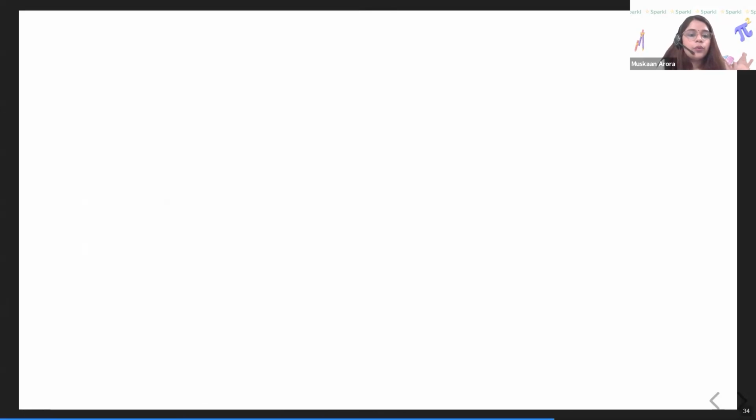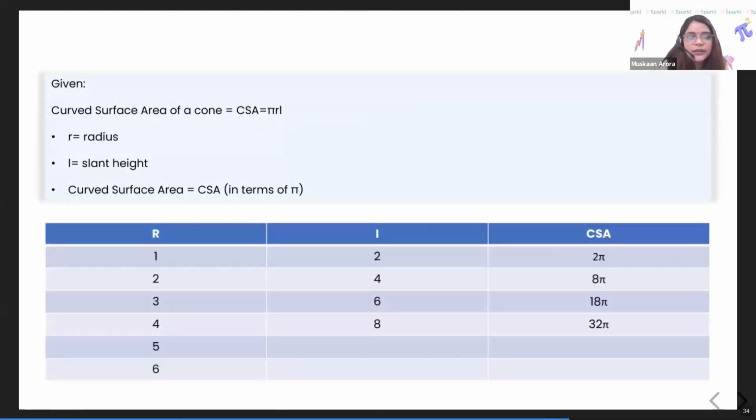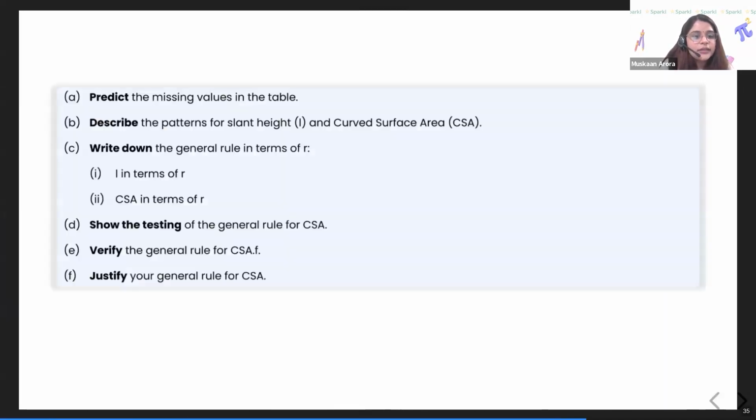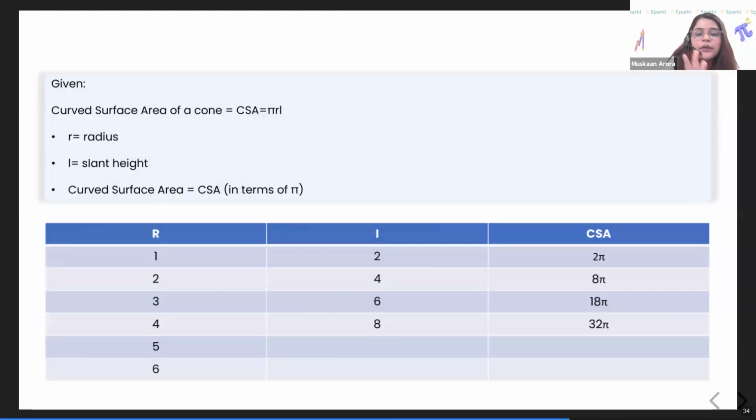Okay. Now, after that, we have this information given to us. The radius is represented with R and slant height with L. The curved surface area in terms of pi has been recorded in the table. Now, they had these questions: predict, describe, write down, show the testing, verification, and justification. So, can anyone tell me? Okay, so what they did was they found the rule for the curved surface area, and we know how we will find the curved surface area, but they want us to focus on finding the curved surface area in terms of R.